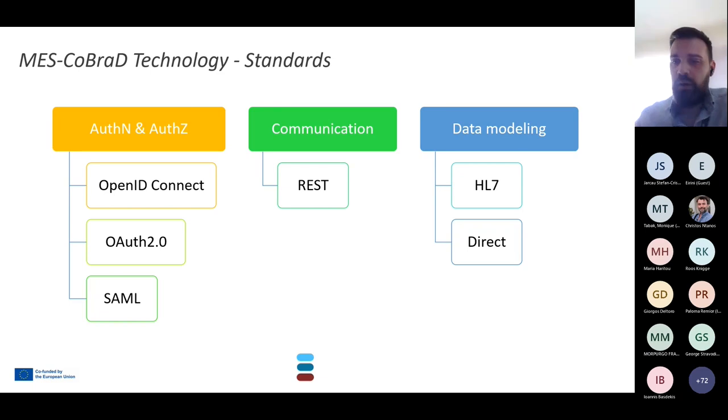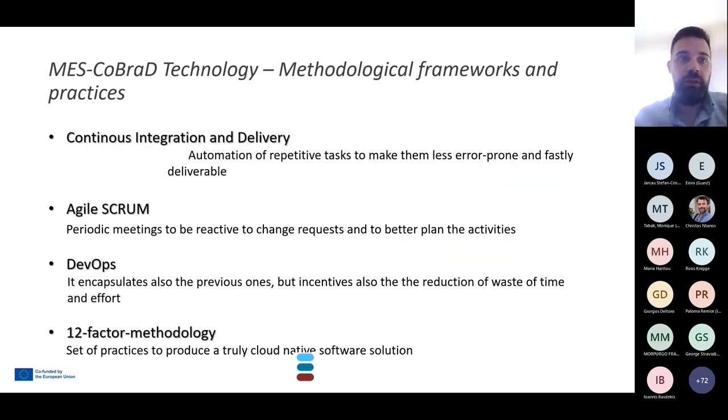We also have a step of data harmonization to make everything more standard within the platform. So once the data are collected into the platform, they are also harmonized in a standard data model. And at the moment, we are exploring HL7 and Direct, which are 2 different data models, very widely used in the healthcare domain. The last point is the methodological framework and practices that we are adopting.